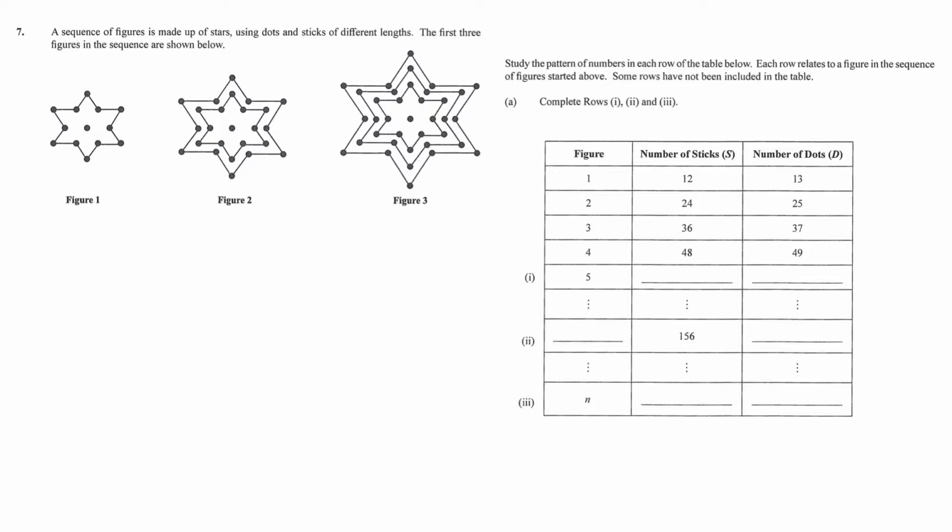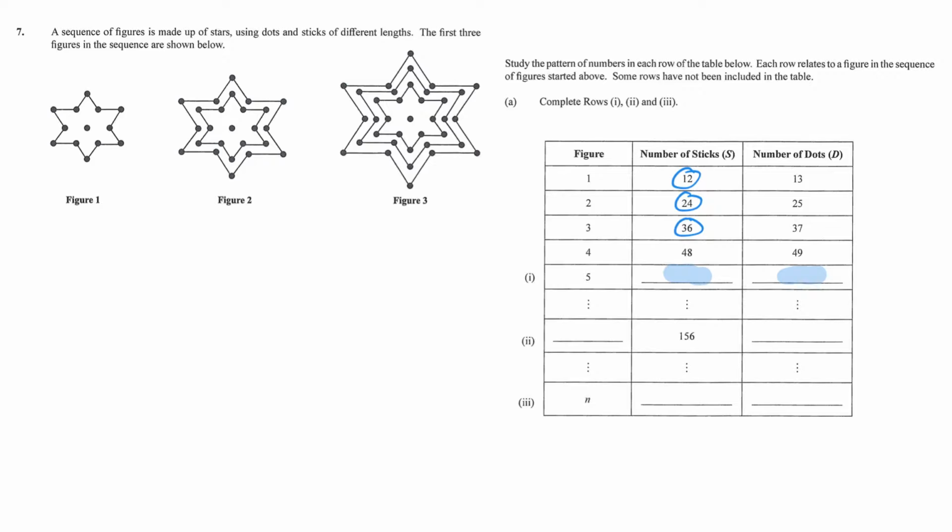In part 1, we're asked to figure out the number of sticks that are in figure 5 and the number of dots that are in figure 5. So let's start by looking at the number of sticks. If I look at figure 1, I see that we have 12 sticks. In figure 2, we have 24 sticks. Figure 3, we have 36 sticks.